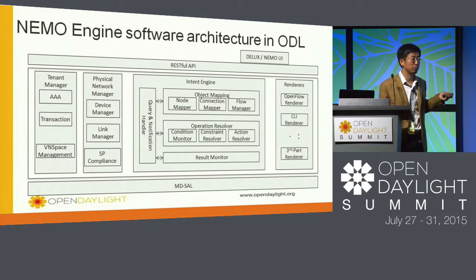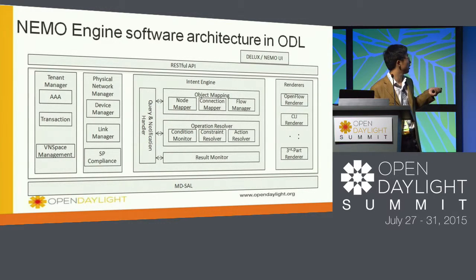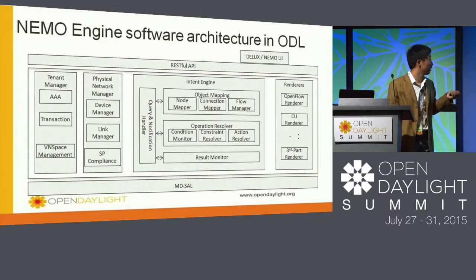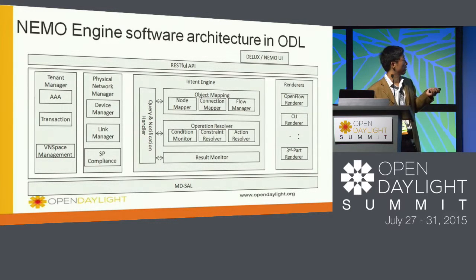We already have the physical network information and the tenant's virtual network information. How do we map from the virtual network to the physical network? This is the intent engine. In the intent engine, there are several components. First, map the object. The node includes the function node, the logical node, and the business node. So how to map the node to the physical device? There's an object mapping component.